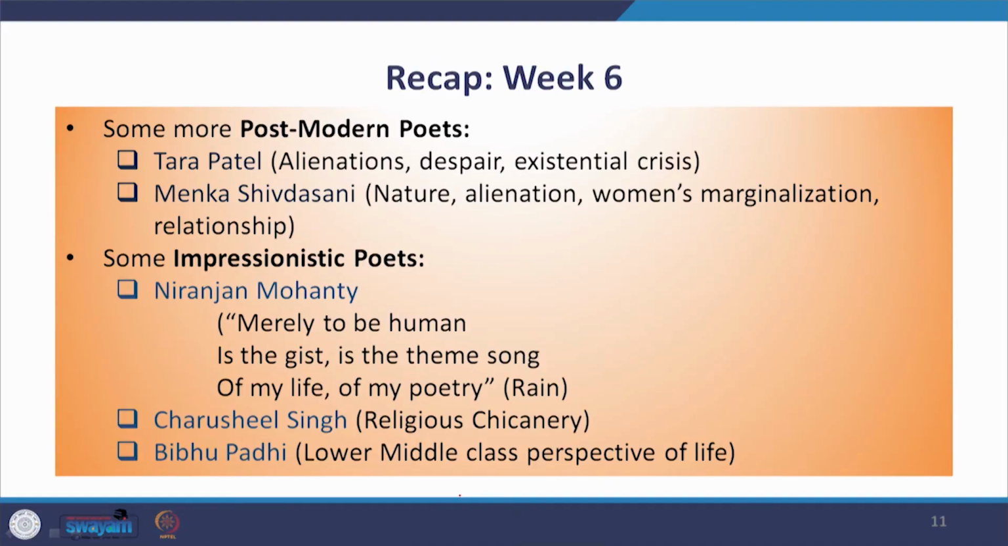And then when we came to week 6, we gave more space to some more poets, and in this regard it was the women who occupied the majority of space, namely Tara Patel and Menka Shivdasani. Tara Patel talks about alienation, despair, and a sort of existential crisis that every human has to face. On the other hand, we also could decipher women's marginalization in the poetic world of Menka Shivdasani. She also talks about nature, alienation, and various relationships.